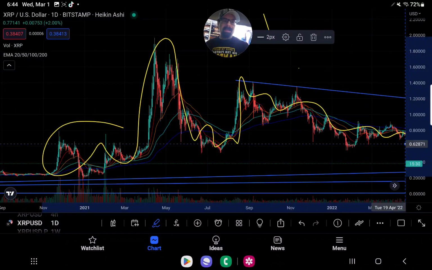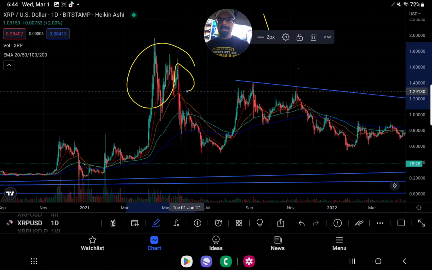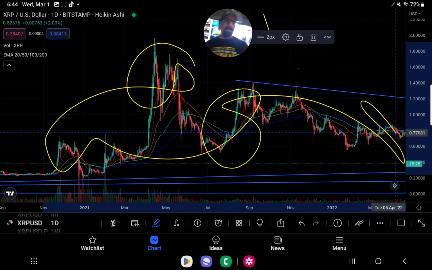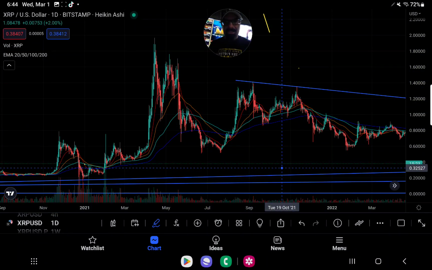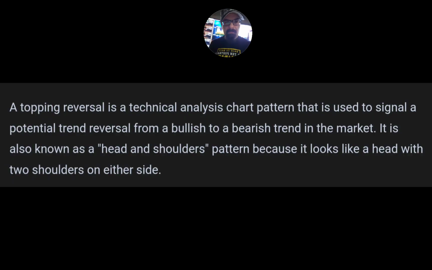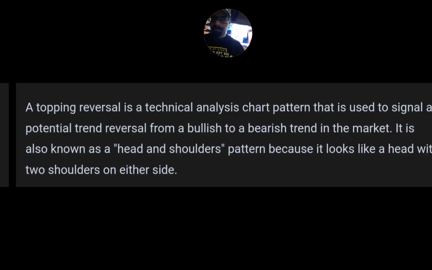Now it's trying to pop up, and it's failed all the way across. So this is the head, shoulder. You can even say maybe this is the shoulder that pushed down. So that's just to give you a little bit of an idea, and it looks like a head with shoulders on two sides.